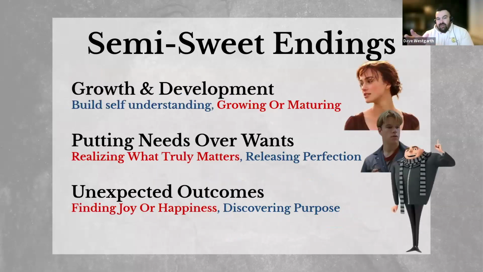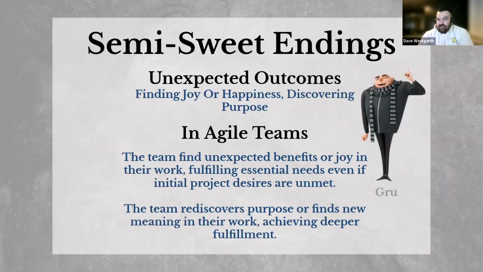And the final thing here, unexpected outcomes. Great cinematic device, and Gru from Despicable Me is a great example of this. We'll find joy or happiness in unexpected places, and we discover a deeper sense of purpose. This is really easy to relate to agile teams again. When we think about finding joy or happiness, we can have teams who find an unexpected level of benefit or joy in their work. They're able to fulfill some essential needs. They might discover a creative outlet within the project. They might discover a deep sense of mission, depending on what we're working on. Even if the initial project desires go unmet, there's other alternatives that we can bring in.